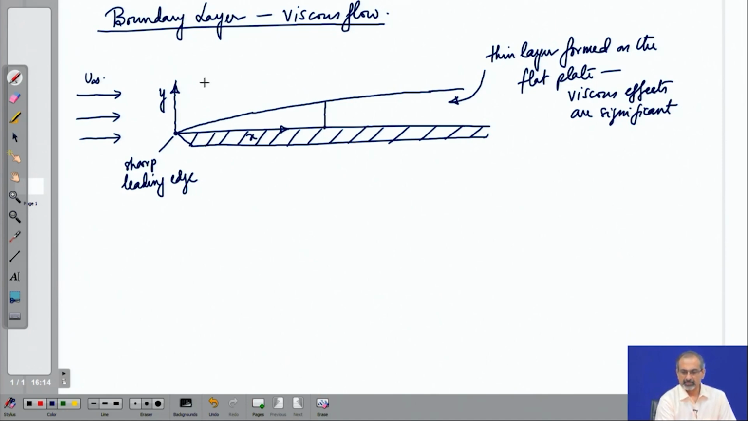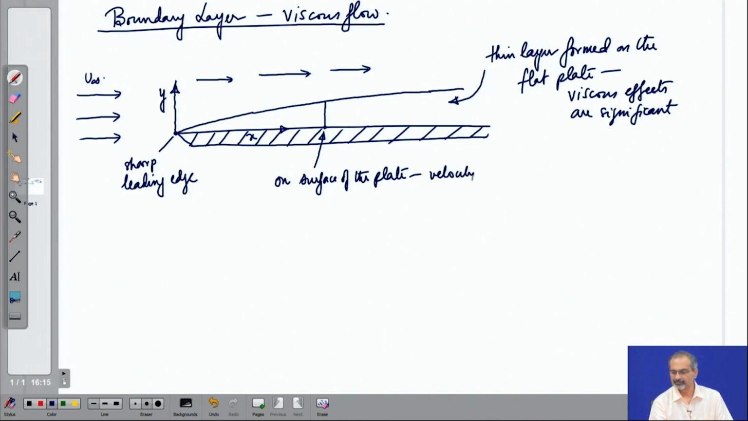Additionally, this free stream flow, which is moving past the flat plate, comes to a standstill when you look right on the surface of the plate. So, on the surface of the plate, the velocity of the flow is equal to 0. Now, this is a problem in the x-y plane. Therefore, the velocity being 0 basically means that both components u and v will go to 0. This is what we call the no slip condition.